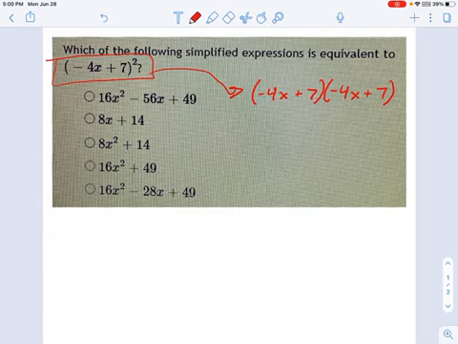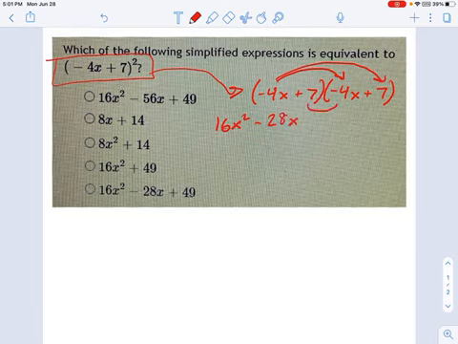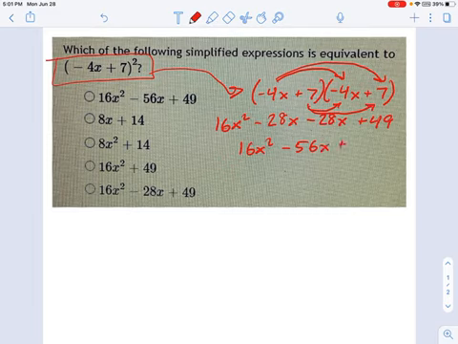Now what you have to do is distribute everything that's in the left side against everything that's in the right side. So I'm going to have negative 4x times negative 4x, that's 16x squared. I'm going to have negative 4x times 7, that's negative 28x. 7 times negative 4x, that's another negative 28x. And then 7 times 7, which is 49. That works out to be 16x squared, plus 56x in the middle, plus 49.